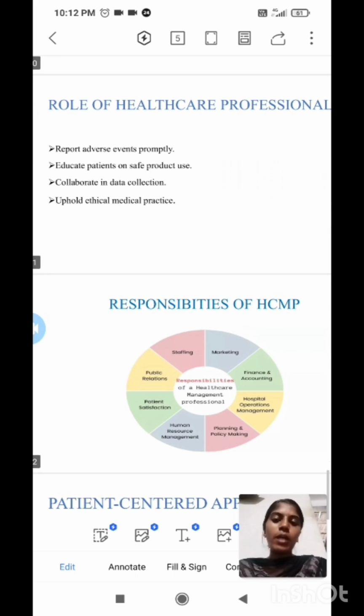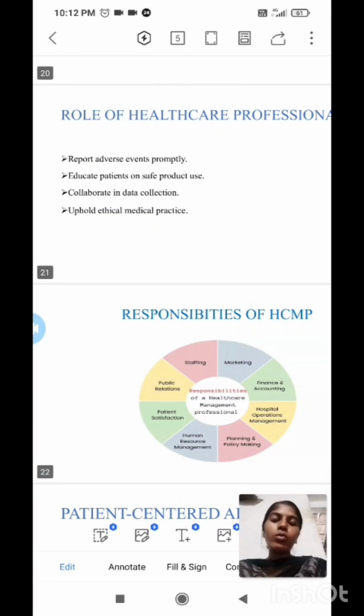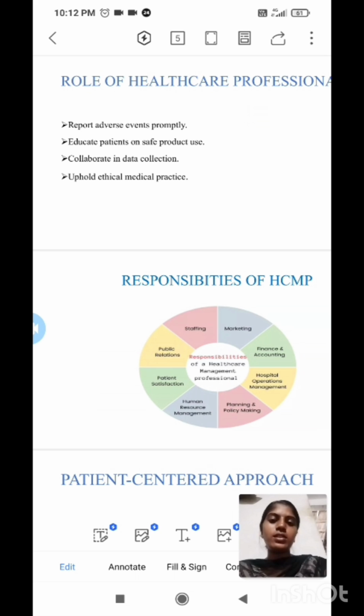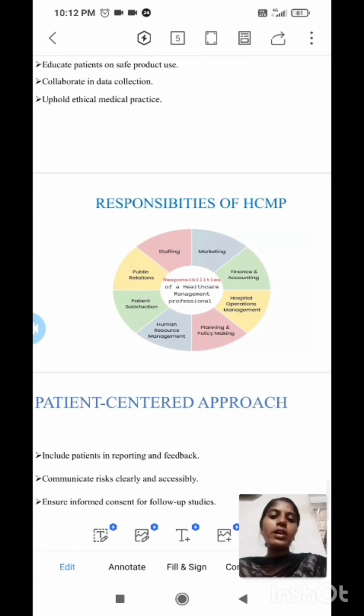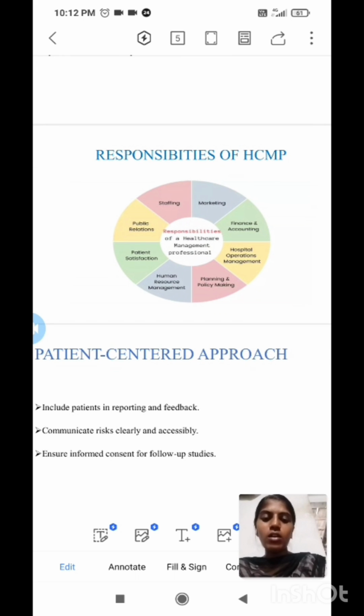Next, we look at the role of healthcare professionals. Healthcare professionals have major roles: report adverse events promptly, educate patients on safe product use, collaborate in data collection, and uphold ethical medical practice. When a device is designed and then sold to a patient, the patient may not know how to use the product. At that time, healthcare professionals go and teach, and give awareness of that device.